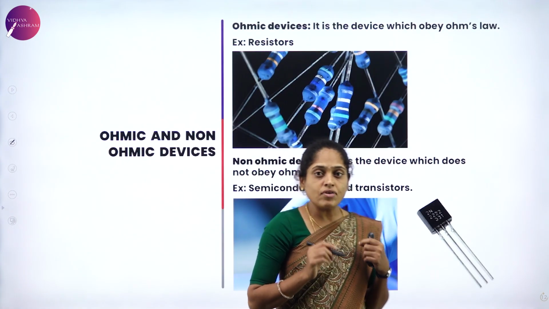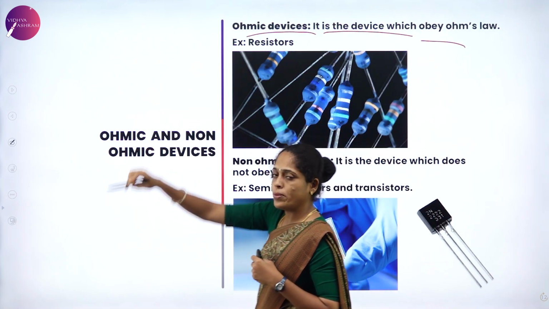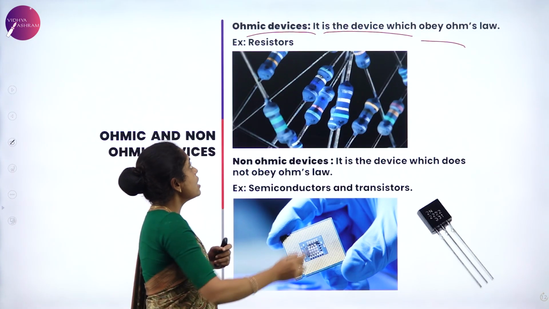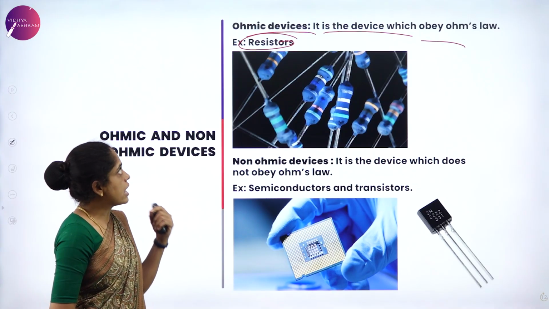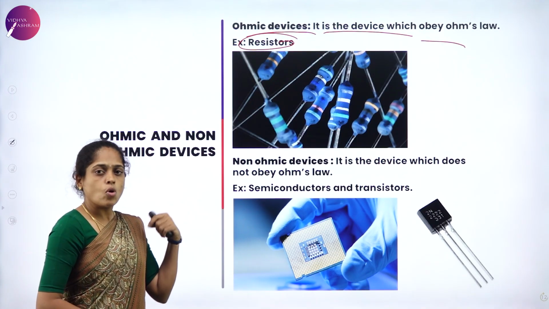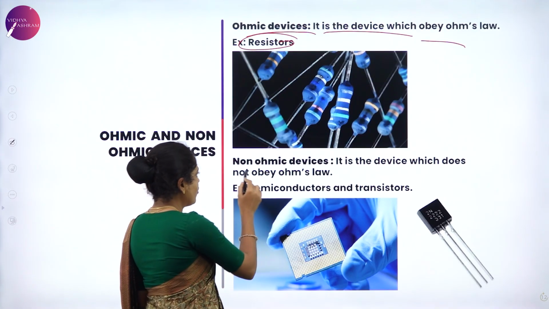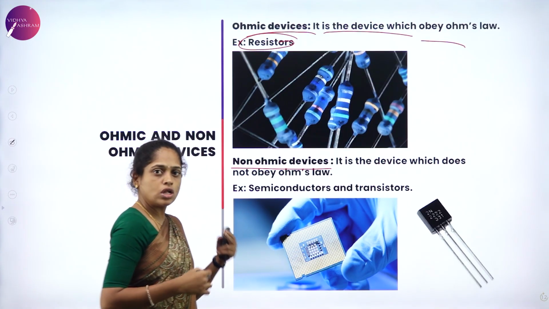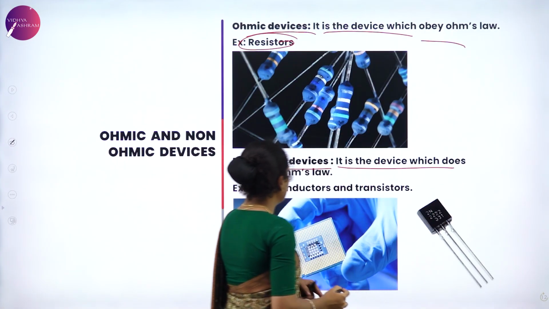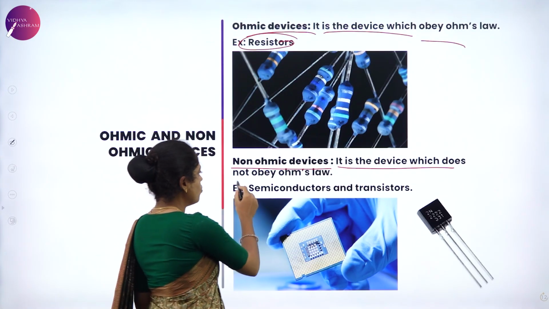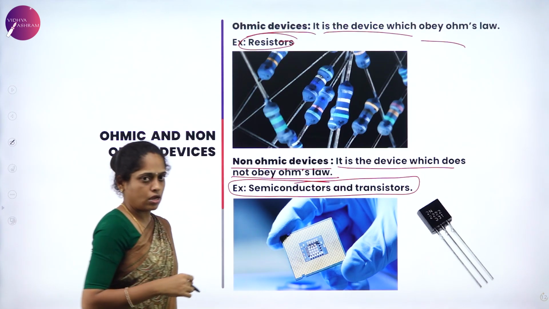Next. The devices which obey Ohm's law are known as ohmic devices. Examples are resistors. This is the resistor. Resistors are examples of ohmic devices. What is an ohmic device? The device which obeys Ohm's law. And define non-ohmic device. Opposite to the ohmic device is the non-ohmic device. It is the device which does not obey Ohm's law. Examples are semiconductors and transistors.